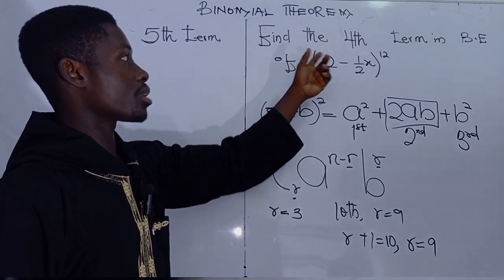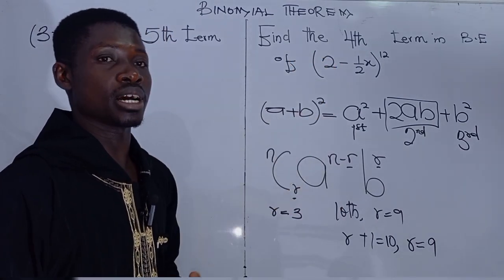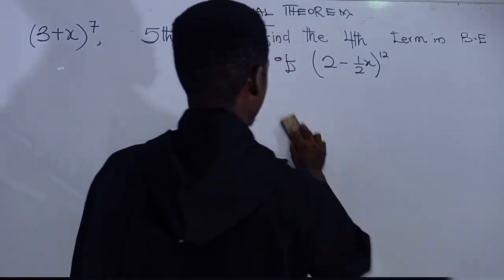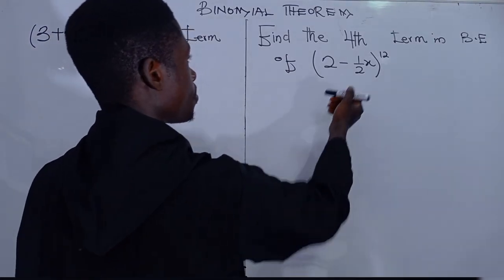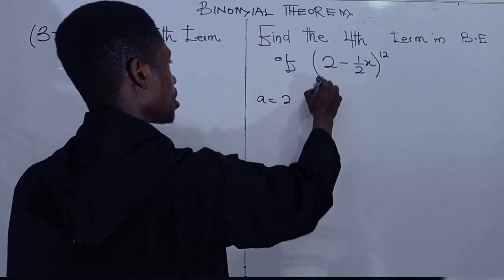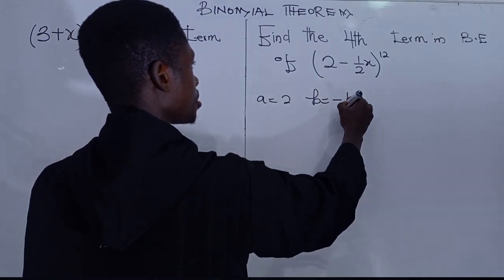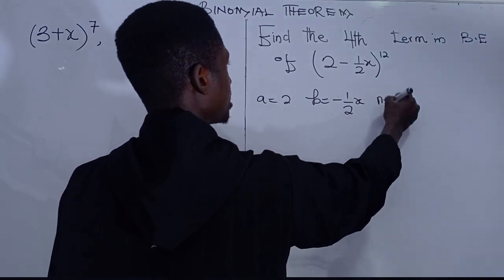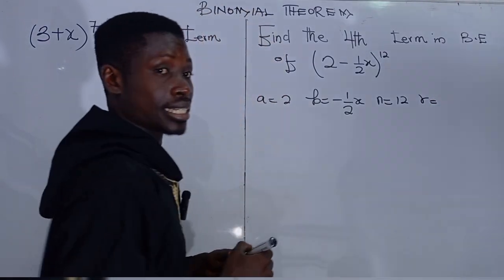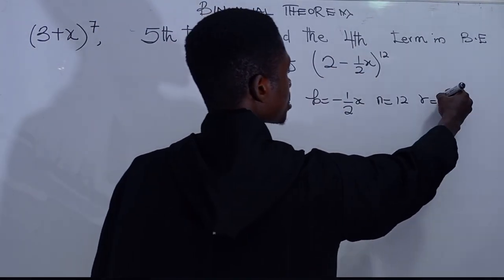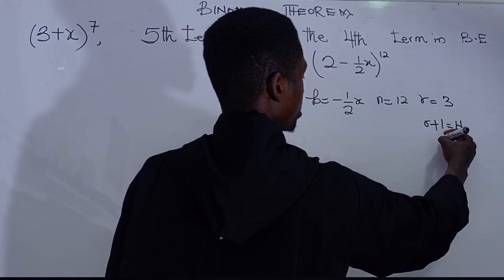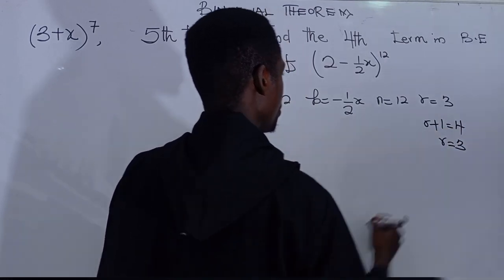So let's look at how we can find the fourth term in this binomial expression. From this, we have to identify our a. Our a is equal to 2. Our b is equal to minus 1 over 2x. Our n is equal to the power, which is 12. Our r is always one less than the term we are looking for, so our r will be 3. You can use the formula r plus 1 is equal to 4. So our r is equal to 3.